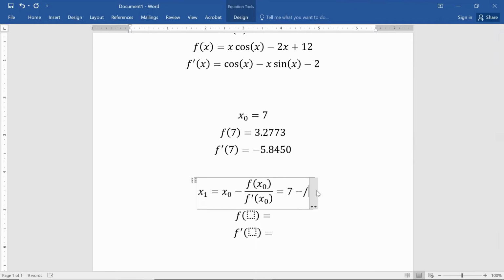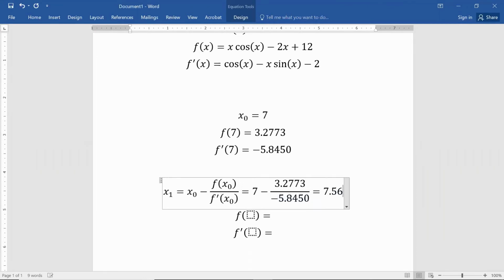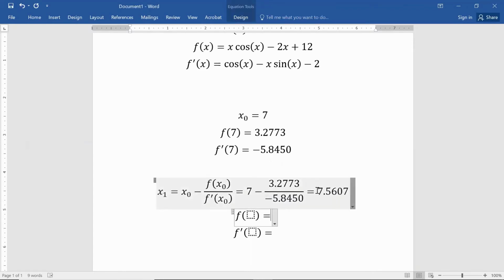So 7 minus the fraction: on top we put 3.2773, on bottom a negative 5.8450. I haven't calculated that yet, but we can just type that into our calculator. I ended up with about 7.5607. Again, I'm rounding that to 4 decimal places. When you plug 7.5607 into the function, I ended up with a negative 0.9356.